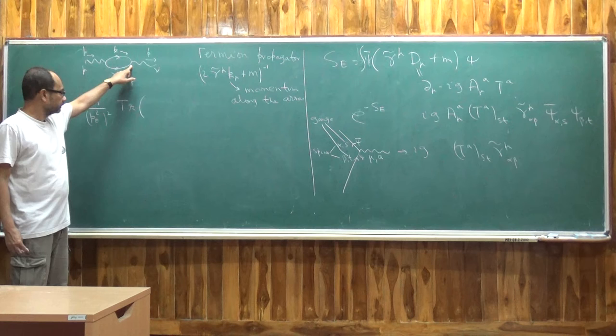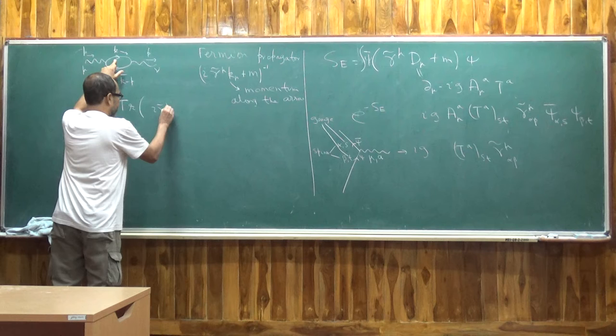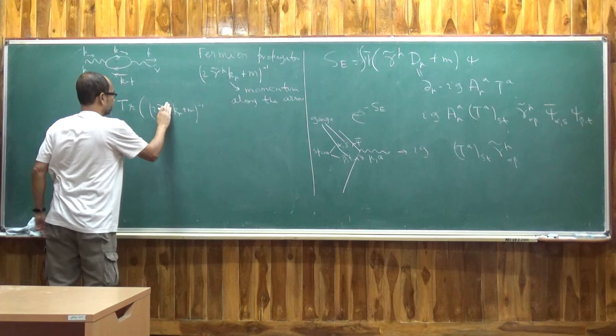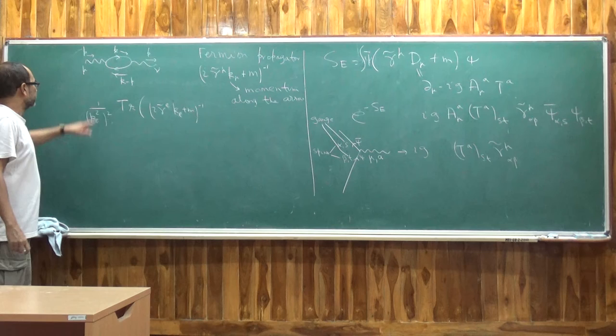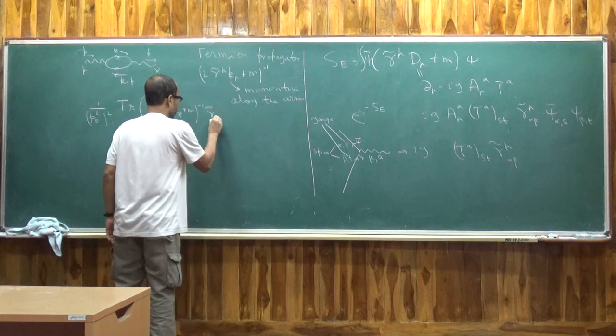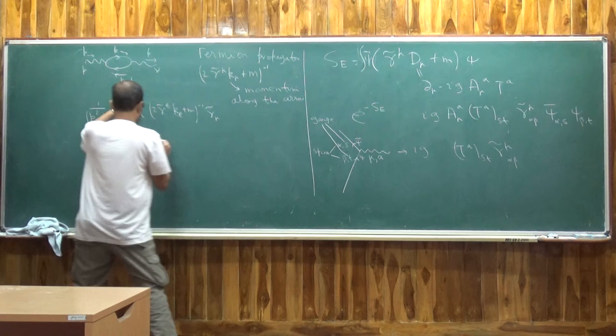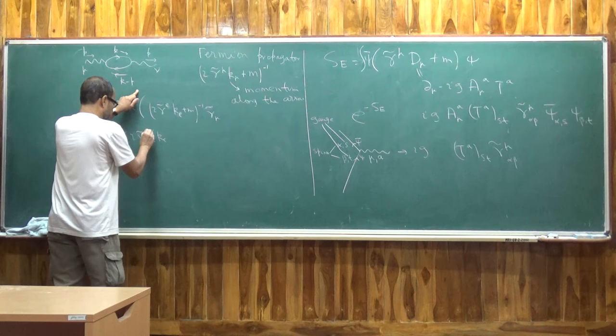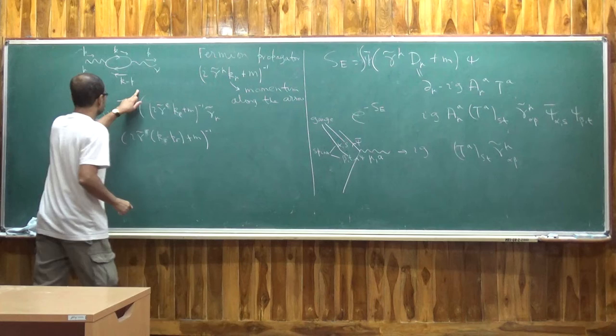So this will be the trace of, let's start from this, i gamma tilde rho k rho plus m, inverse. I should write this as gamma tilde rho k rho, because mu and nu are there outside. Then this vertex is i g times all this thing, right? So let's write i g separately. Let's just put the gamma matrices first. So gamma tilde mu, then we have this one, i gamma tilde sigma, k sigma minus p sigma plus m, inverse, gamma tilde nu.